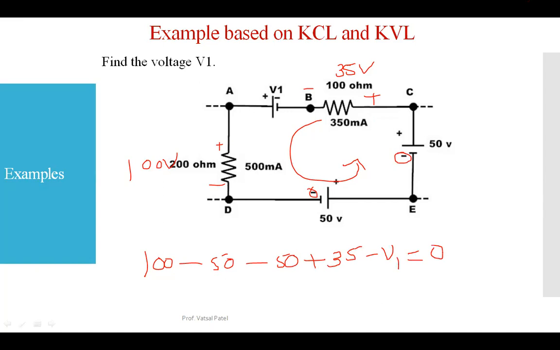According to KVL, the total voltage is the summation of all the voltages, and that is equal to 0, according to the direction you follow. So 100 minus 50 minus 50 is 100 minus 100, so what you are getting here is V1 equal to 35 volt. Now do you understand clearly how we apply KVL here?